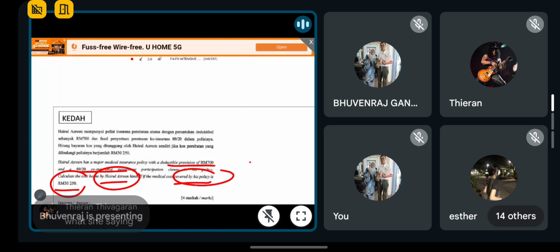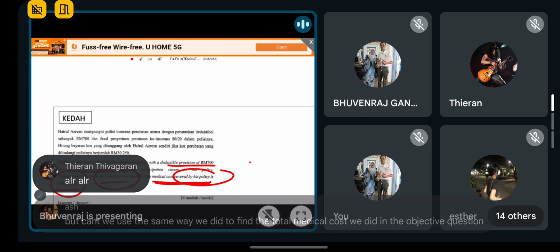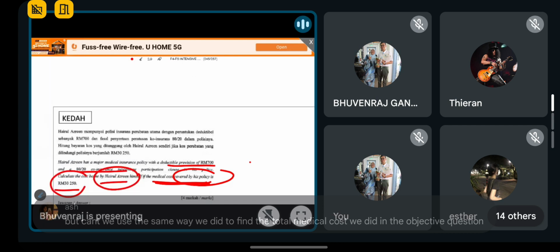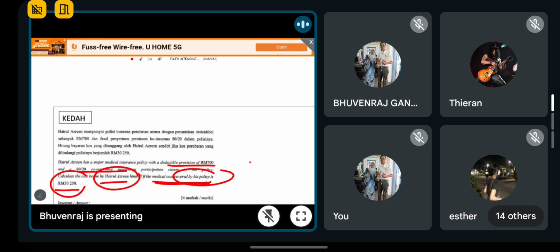Oh, she is actually asking, because medical cost covered by policy, is it the same thing as total medical cost? That's what she's trying to mean. Okay, actually it's the same thing. Just too particular with the word. So actually you guys no need to care so much. But can we use the same way we did to find the total medical cost in the objective question?